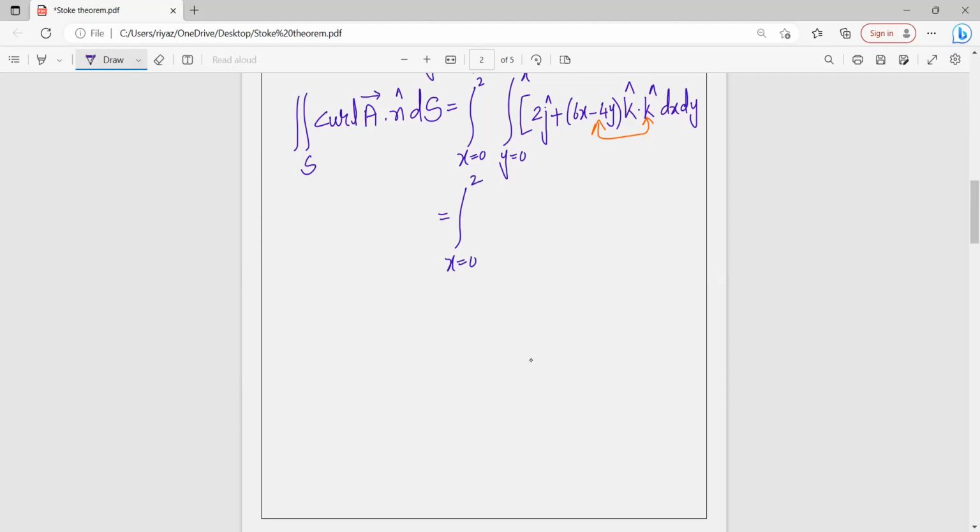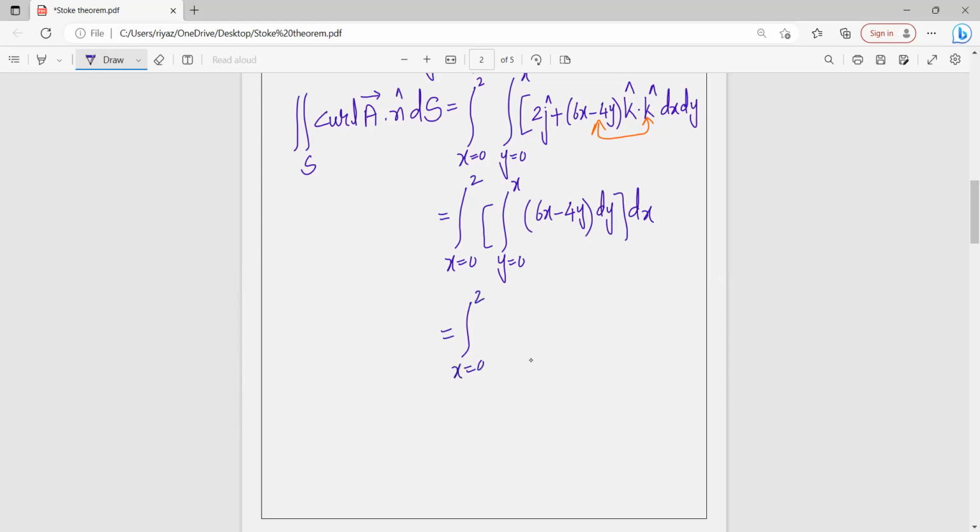K dot k is 1 now. Y is equal to 0 to x. K dot k is 1 means we have left 6x minus 4y, and I want to integrate this with respect to y. So we take dy within this first bracket and then dx outside. Now integrating, finally x is equal to 0 to 2.